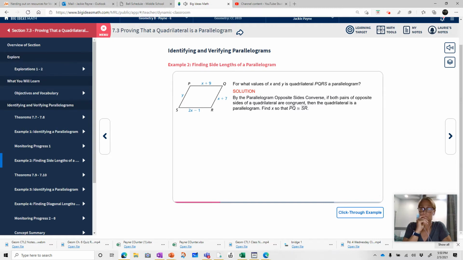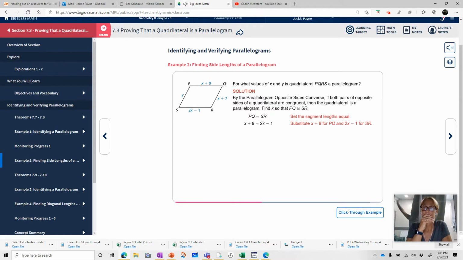Set the segment lengths equal. So, PQ equals SR. Then substitute x plus 9 for PQ and 2x minus 1 for SR. Now solve for x. First, subtract x from each side of the equation to get the equation 9 equals x minus 1. Then add 1 to each side of the equation. This gives you 10 equals x.